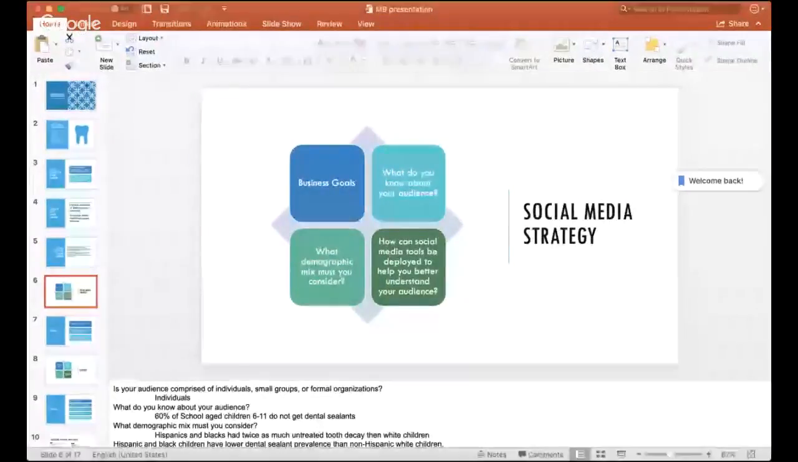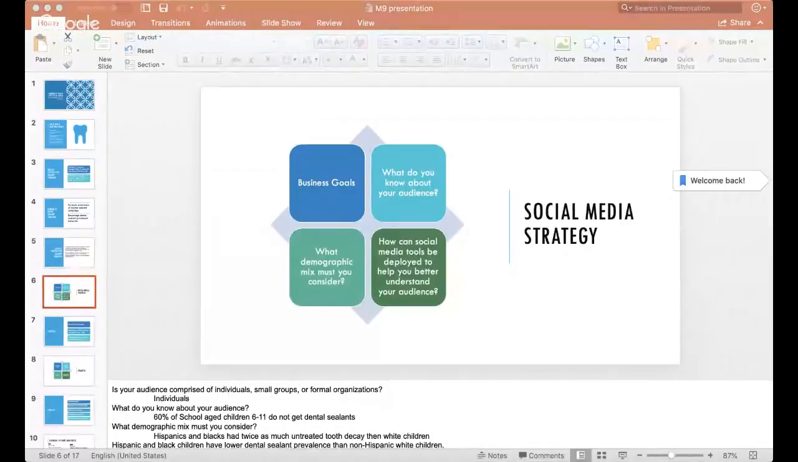Next, this is the social media strategy. I think this is the main point of all that we've discussed, and we're going to break it down into 4 different categories.